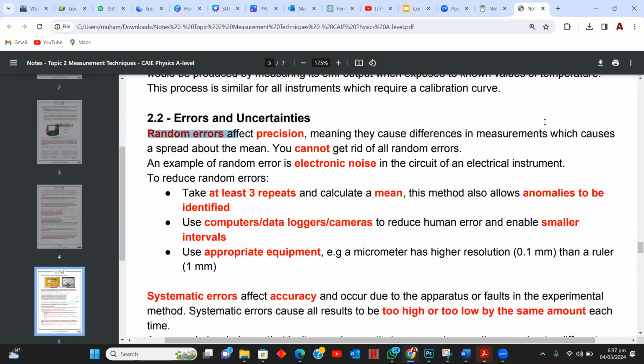Now, how do you reduce random errors? Number one, you can take at least 3 repeats. Take repeated readings and calculate an average of it. You can use computers, data loggers, cameras to reduce human error. What often happens in experiments, for example, in physics, what kind of experiments come up? Drop a ball and note down the time. Now, when the ball is dropped, you can't estimate how quickly it touches the ground, the moment it touches the ground, when to stop the stopwatch, so use a camera and watch in slow motion the time at which it touched.